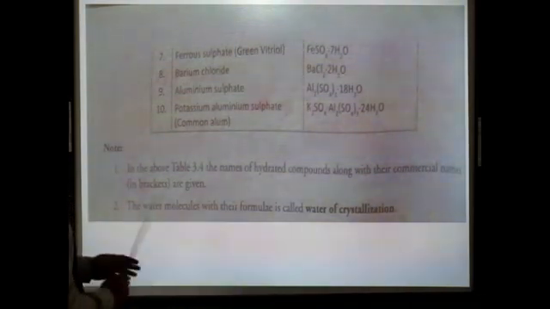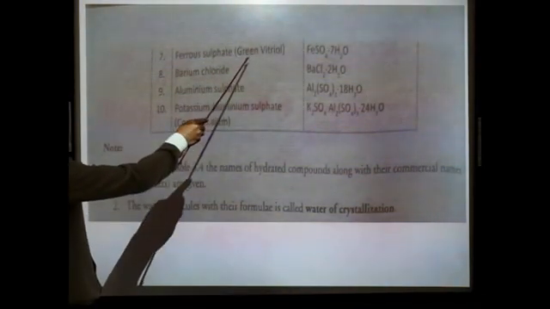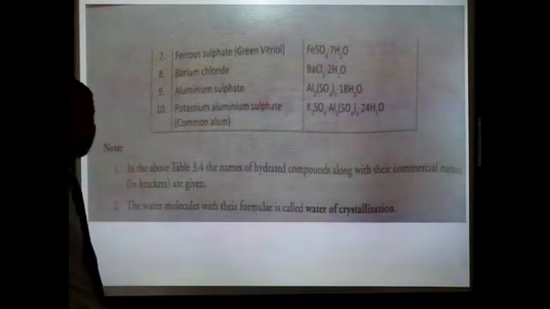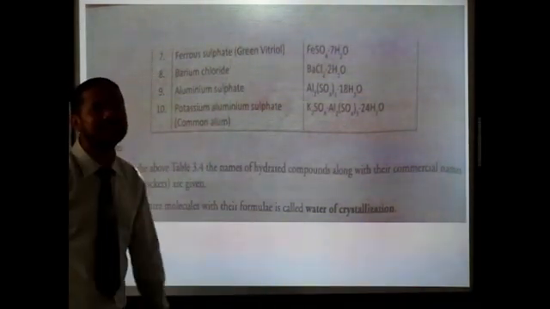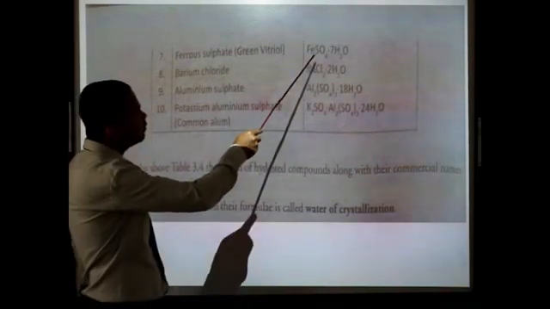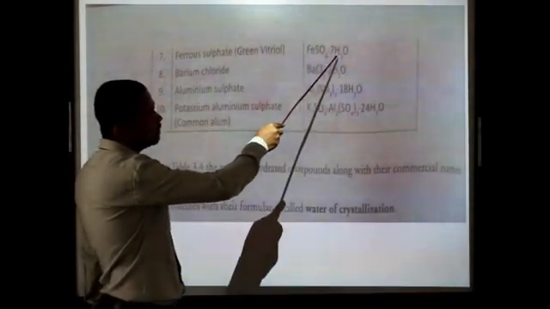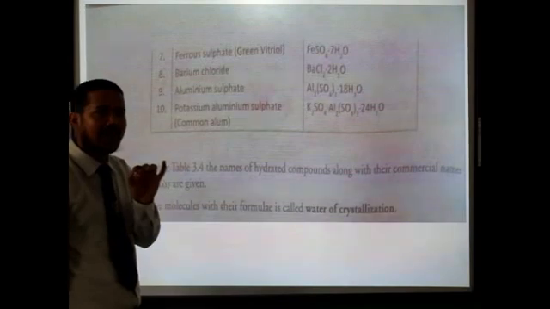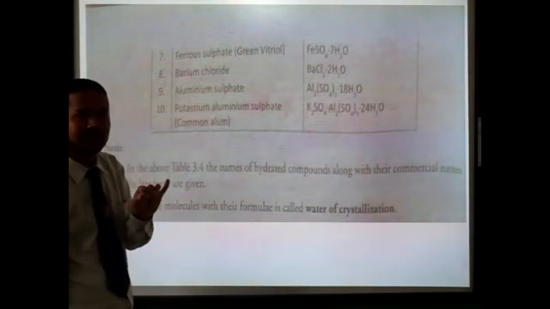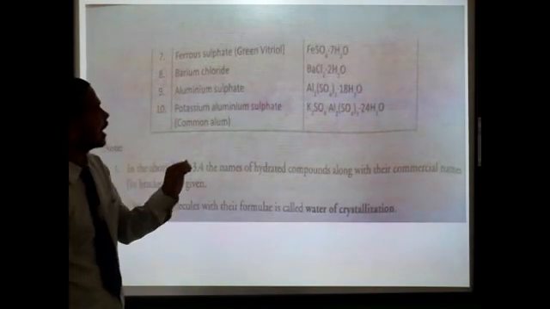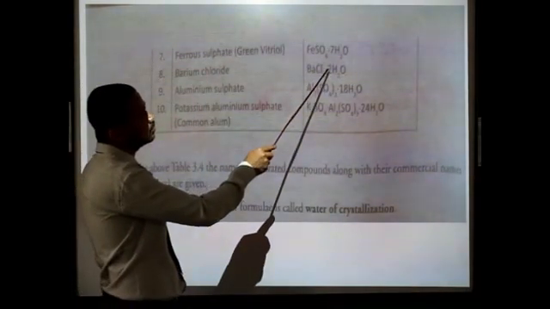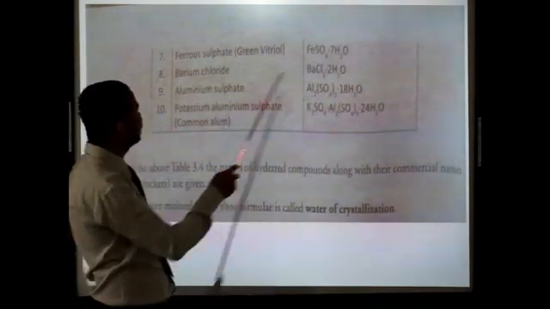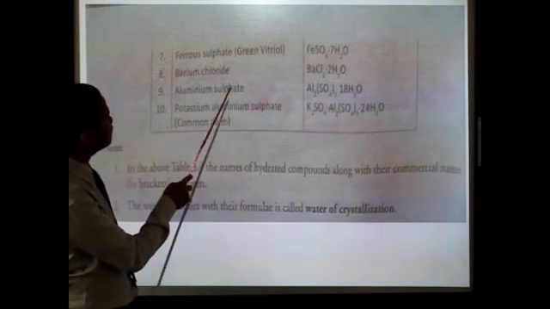Then continue. Ferrous sulfate, green vitriol, because ferrous sulfate is green in color. And formula FeSO4.7H2O. Iron sulfate, ferrous sulfate heptahydrate. Barium chloride, BaCl2.2H2O.